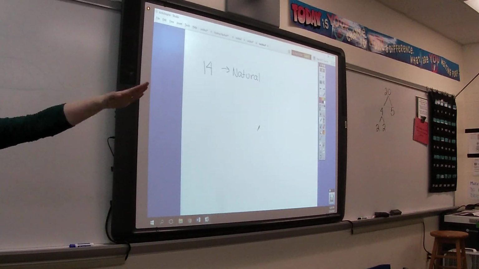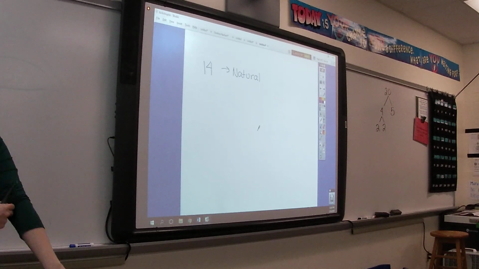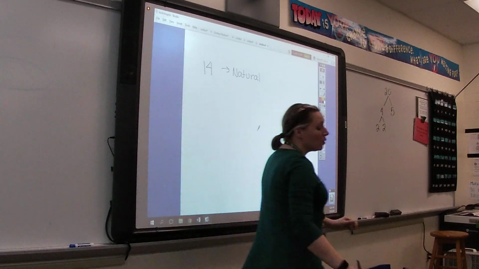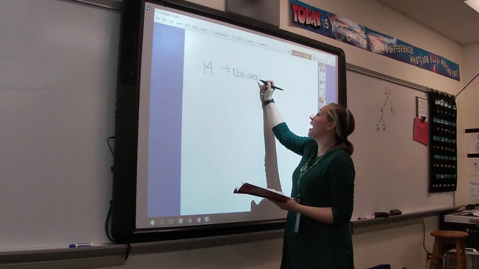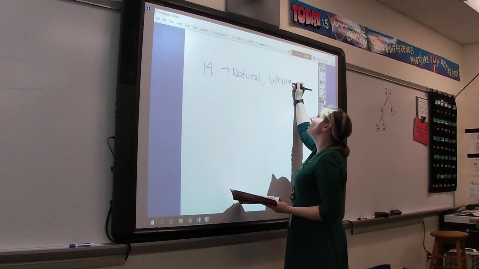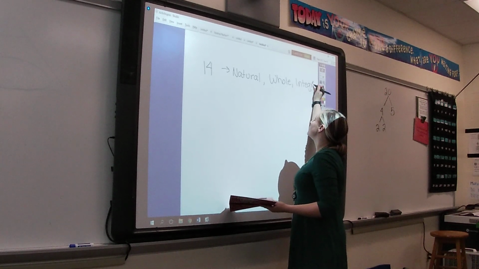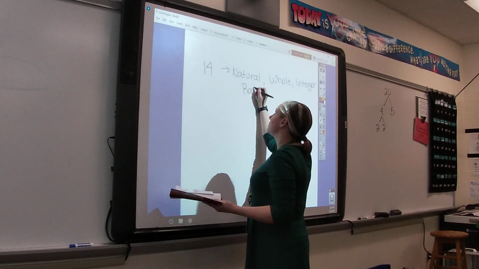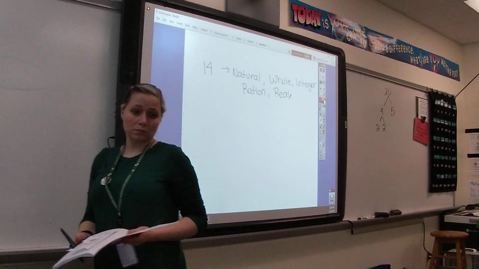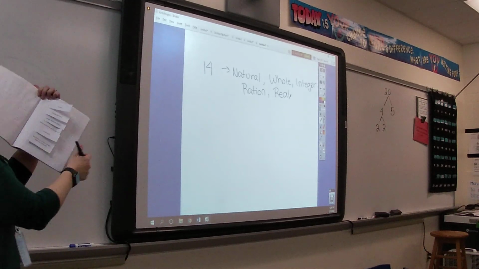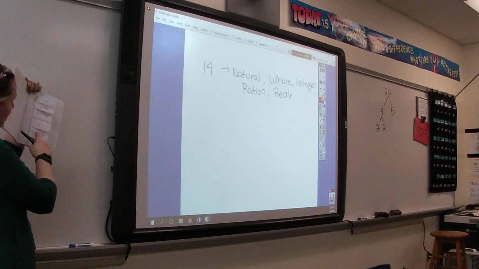Once you know what it is, you can count everything below it. So if it's the first one, then it's also going to be the others. You see natural here, here, here, and here. So we're going to write down all the other ones that have natural in it. It's a whole, an integer, a rational, and a real, because we have natural, natural, natural, natural, natural.